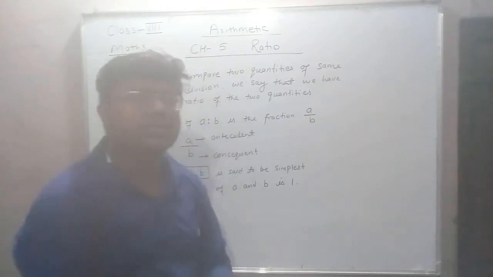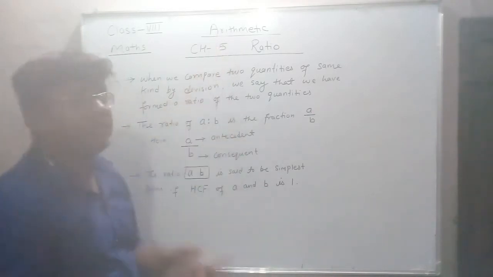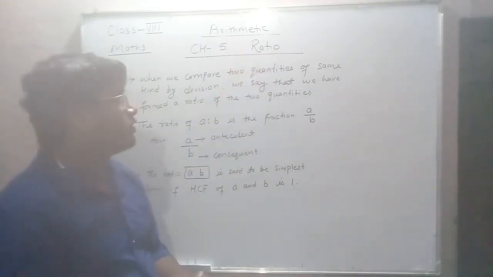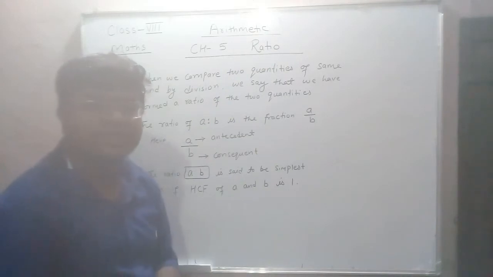So today we are going to start our new chapter, chapter 5 in the arithmetic portion, that is ratio. Actually three topics are there: ratio, proportion, and percentage. So we are first dealing with ratio.